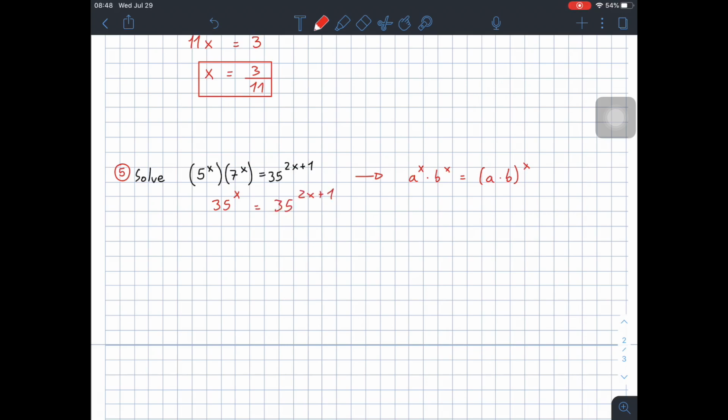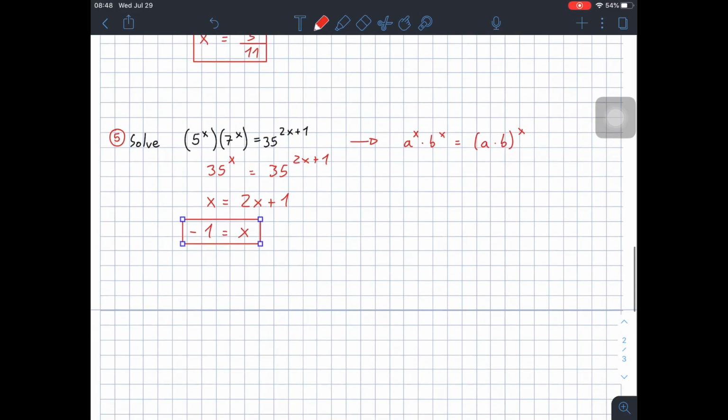And then this is easy, right? Because we have the same base, so we can equate the exponents. So we're going to say that x is equal to 2x plus 1, and then we're going to solve for x. We're going to get that negative 1 is equal to x. I'll write that here. Negative 1 is equal to x. And that will be the result.